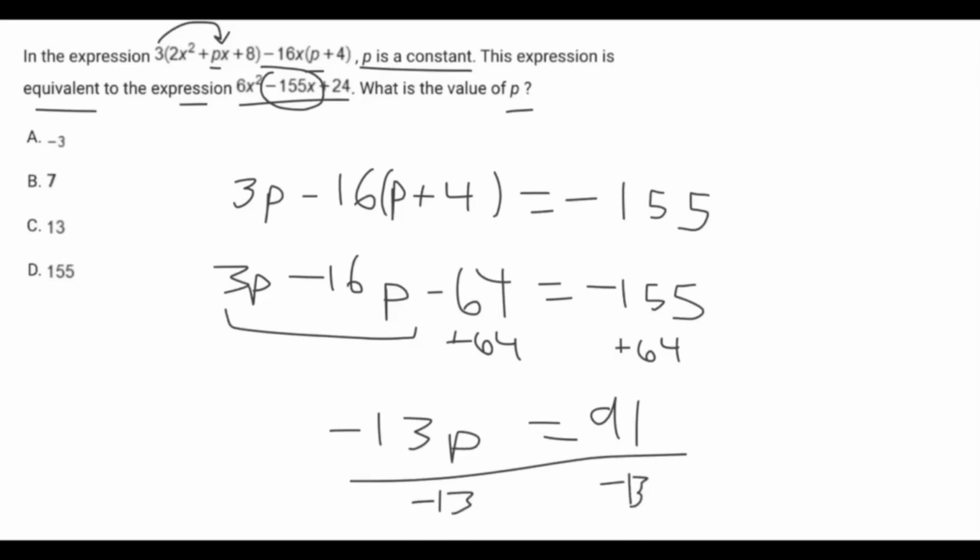Boom, boom. Oh, I actually made a mistake here. It's negative 91. That makes sense, because a negative over a negative. So negative 91 divided by negative 13 gives us p is equivalent to 7. All right. So our answer choice is B.